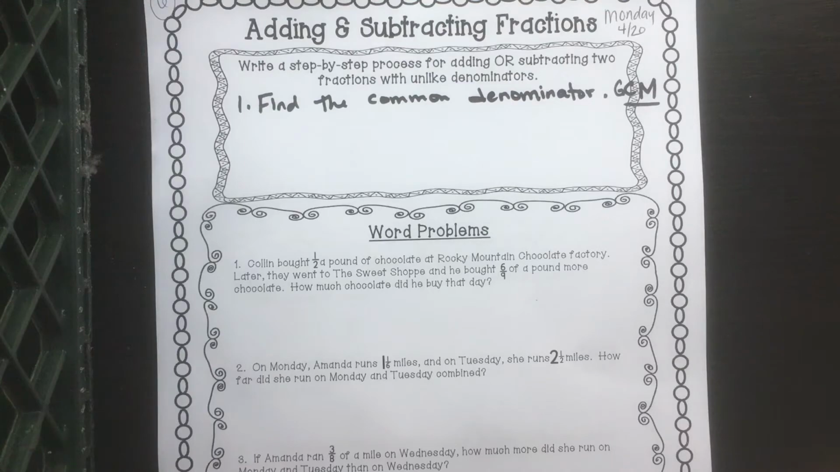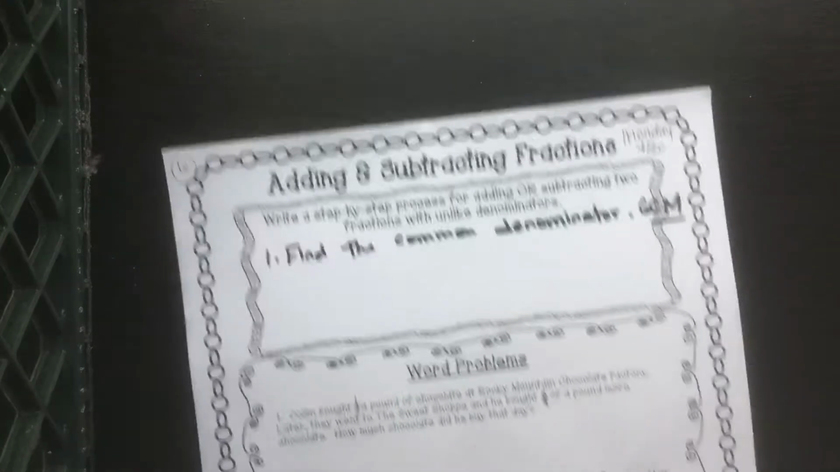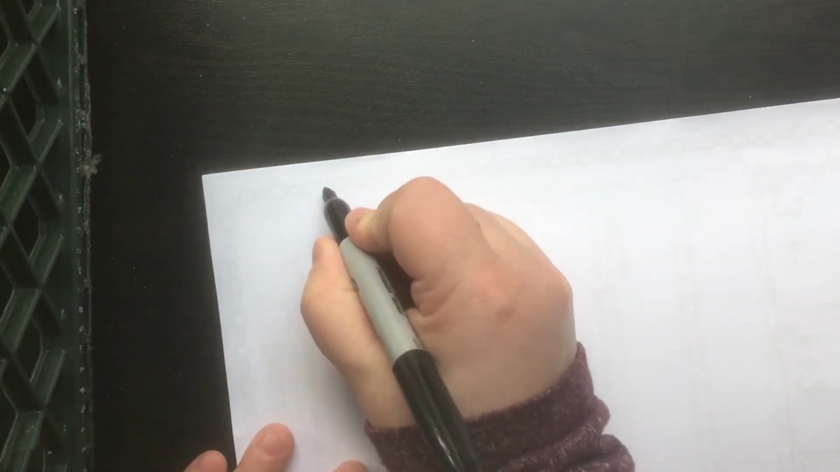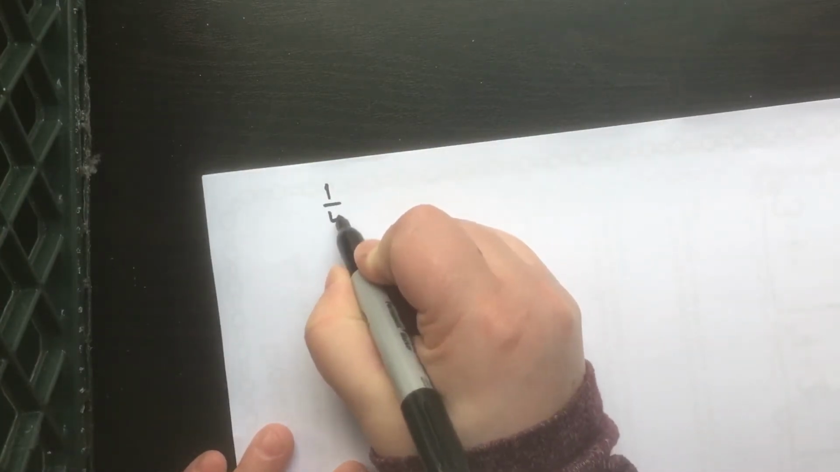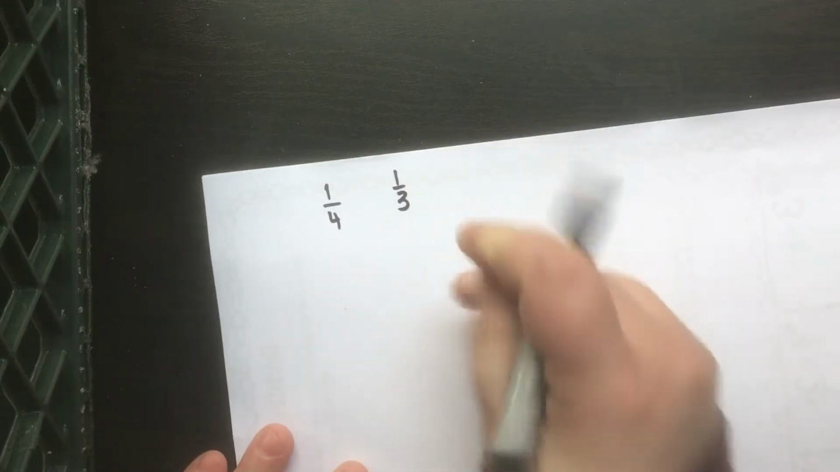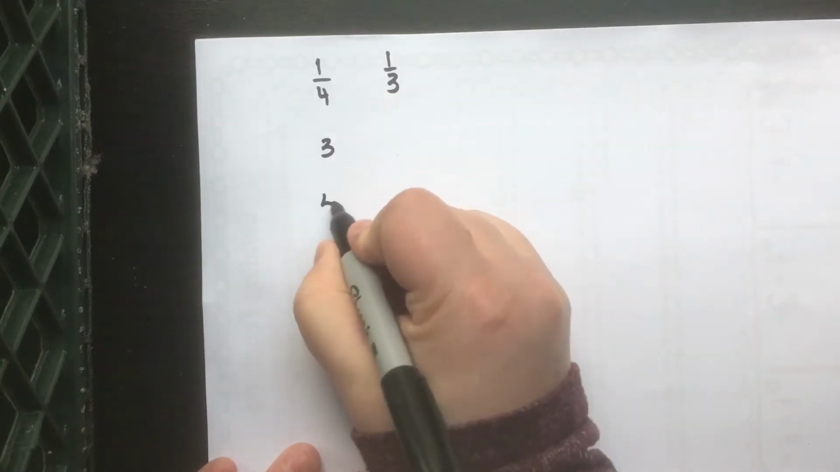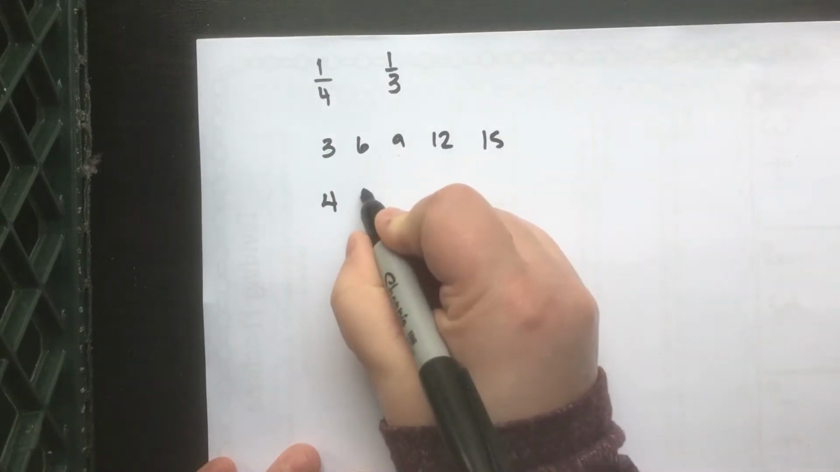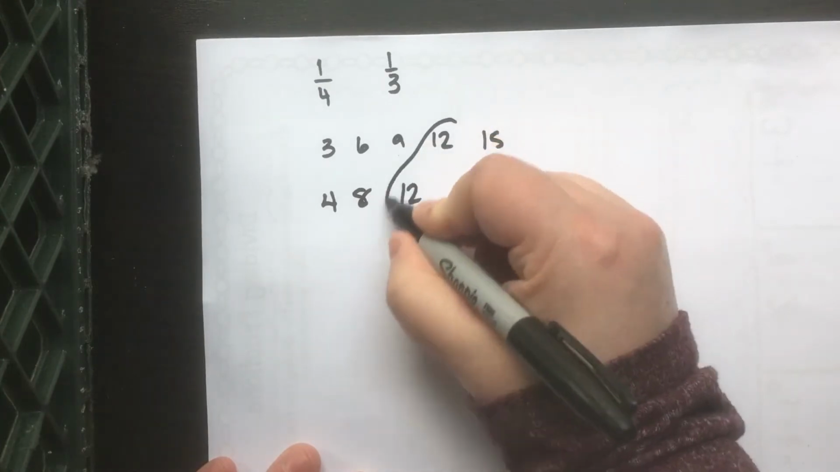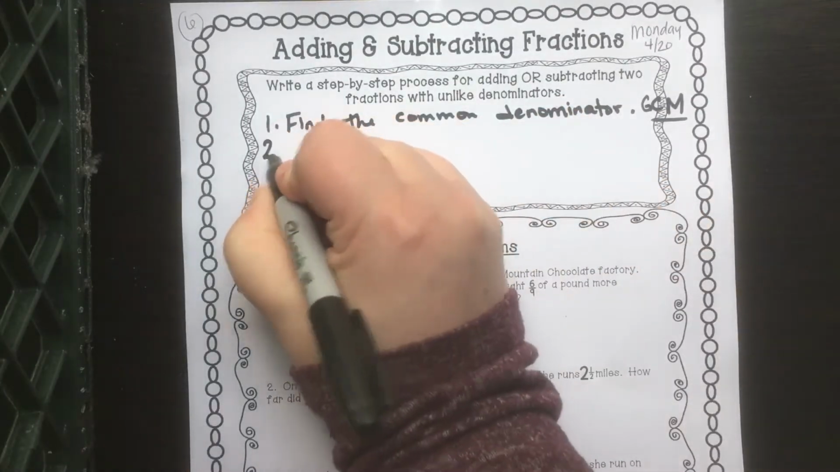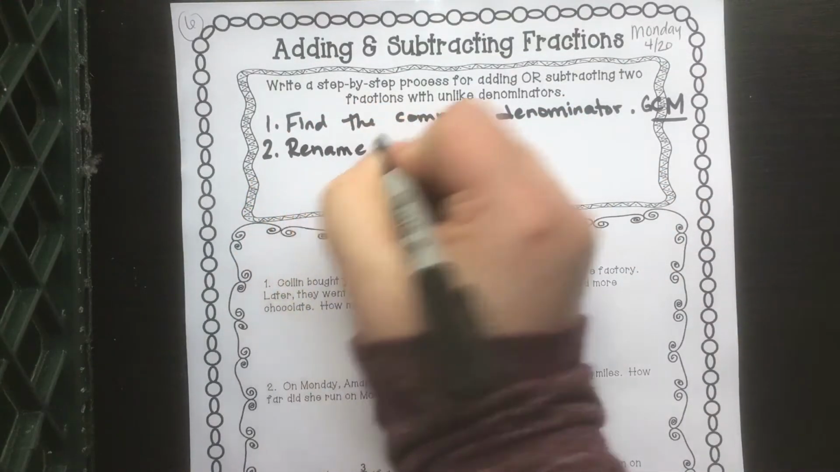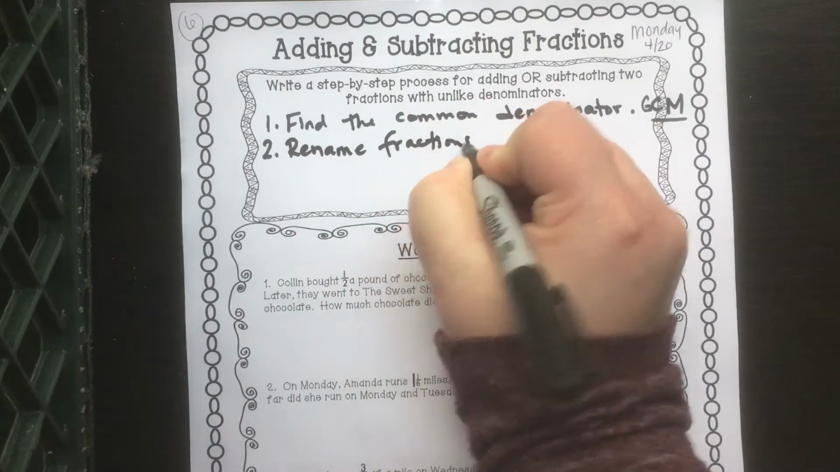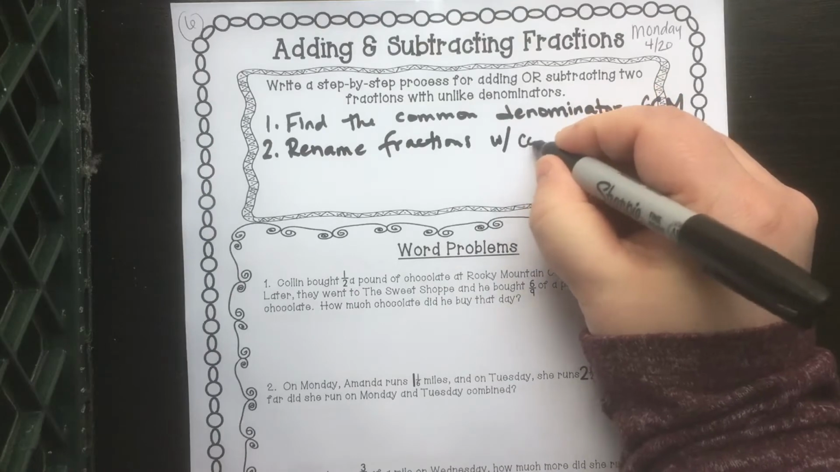So, for example, if I had the fractions 1/4 and 1/3, and I didn't know off the top of my head that it was 12, because most of you should, we would count 3, 6, 9, 12, 15; 4, 8, 12, and there's our common multiple. Okay, so you find the common denominator, and then we're going to rename fractions with the common denominator.